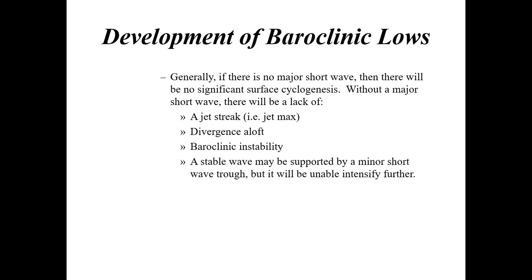Divergence aloft, we want that removal of mass aloft. Baroclinic instability, again, taps into the thermal or temperature gradient plus the energy transfer down from the jet stream level from those winds towards Earth's surface. A stable wave may be supported by a minor shortwave trough, but it will be unable to intensify further. So in this case, when I say stable wave, I'm talking about a fairly weak storm system.